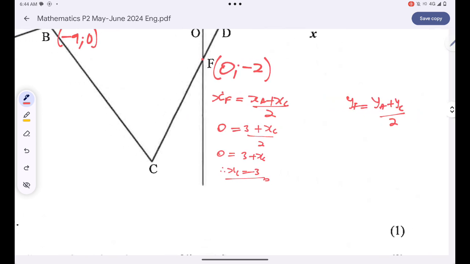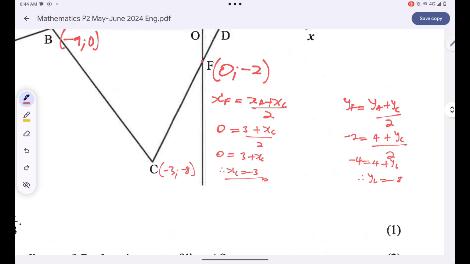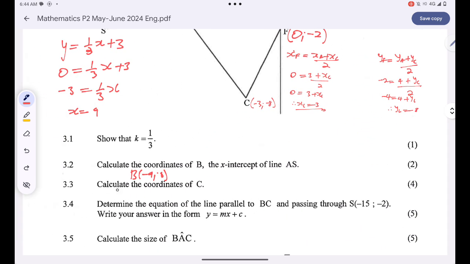Then let's go and find the corresponding y value. The y value at F is negative 2, and the y value at A is 4. I'm just looking for the y value at C. That's over 2 there. When I multiply both sides by 2, I'll have negative 4 is equal to 4 plus the y value at C. Therefore, the y value at C is negative 8. So the coordinates of C are negative 3 and negative 8. These are the coordinates of point C.